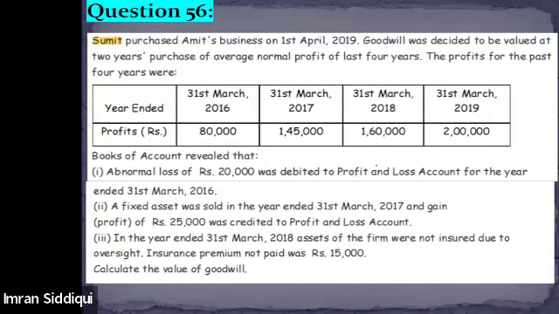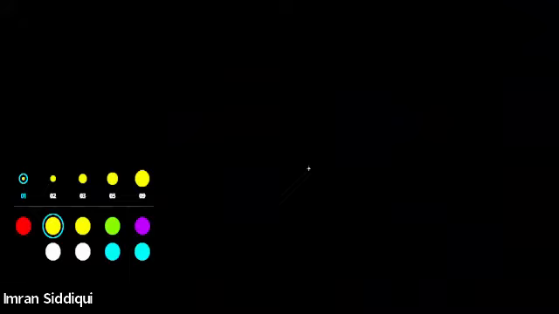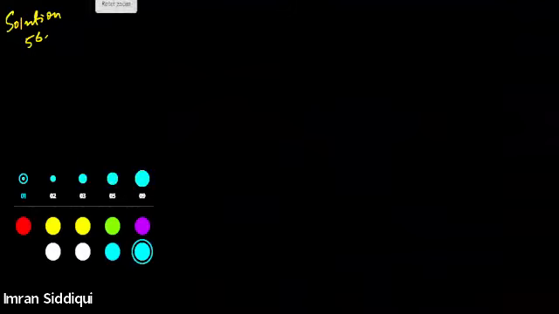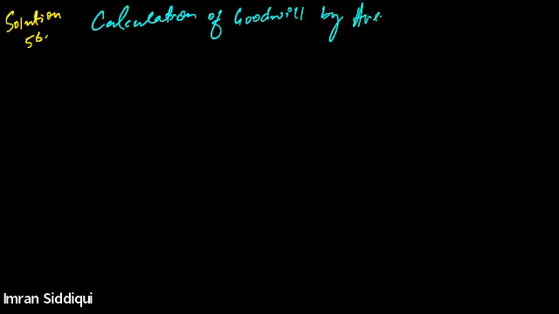Okay, so considering all these factors, we need to find out the goodwill. But before finding out the goodwill of the firm, we need to find out the correct profit or the normal profit of the firm. And for that purpose, we will have to prepare a working note. All right, see. Solution to question number 56. Calculation of goodwill by average profit method.